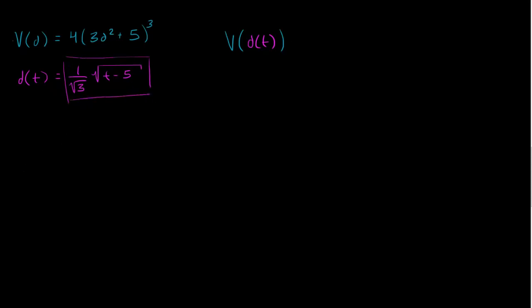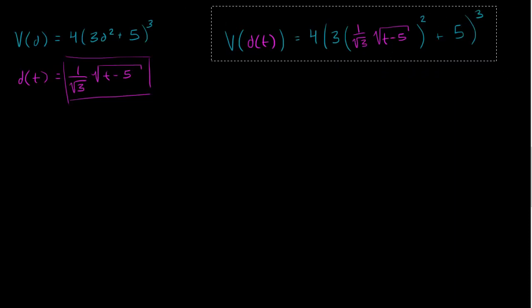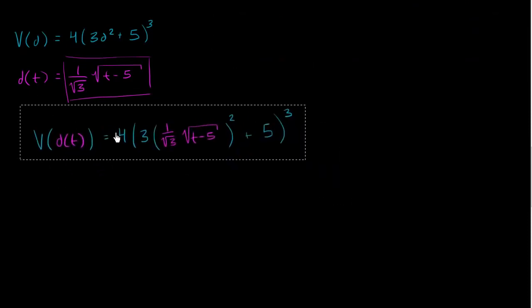So let's do that. V of d of t is going to be equal to 4 times (3 times d squared, but instead of writing d squared, I'm going to write all of this business squared. So 1 over square root of 3 times the square root of t minus 5, all of that squared, plus 5) to the third power. I really hope this simplifies in a reasonable way. Let me copy and paste this so I can have a little bit more real estate and work it out.